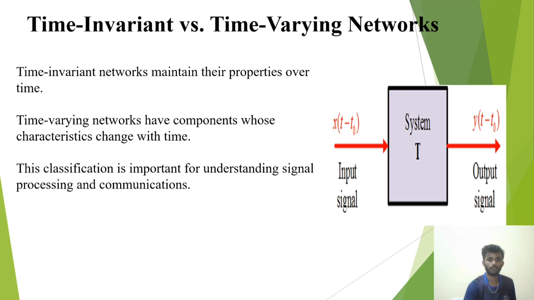Time invariant and time varying networks. Time invariant networks maintain their properties over time. Time varying networks have components whose characteristics change with time. These classifications are important for understanding signal processing and communications.